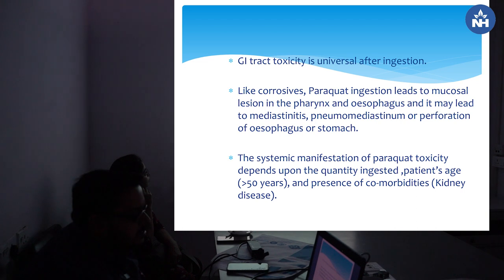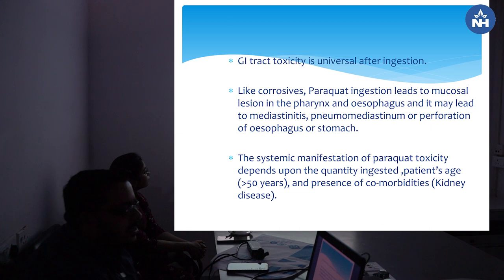GI tract toxicity is universal after ingestion. Like corrosives, paraquat ingestion leads to mucosal lesion in the pharynx and esophagus, and it may lead to mediastinitis, pneumomediastinum or perforation of the esophagus or stomach. The systemic manifestation of paraquat toxicity depends upon the quantity ingested, patient's age, that is more than 50 years, and presence of comorbidities like kidney disease.